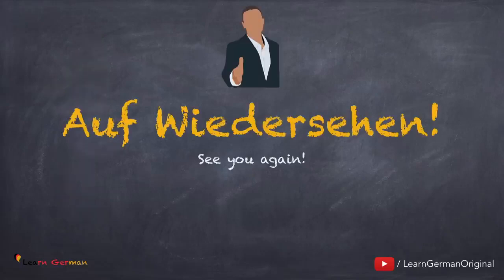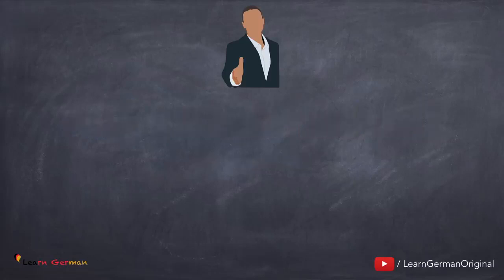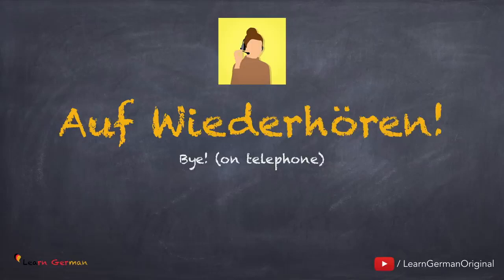Auf Wiedersehen. This is also used all over Germany, but mostly in formal situations. When talking on the phone, you would say Auf Wiederhören. This is not very different from Auf Wiedersehen. The only difference is this is used on the phone, since you cannot see the person.